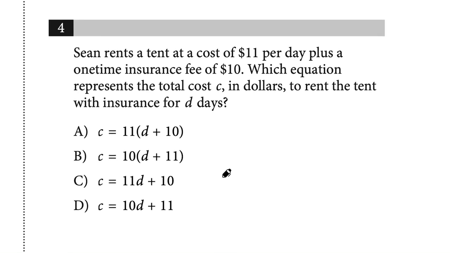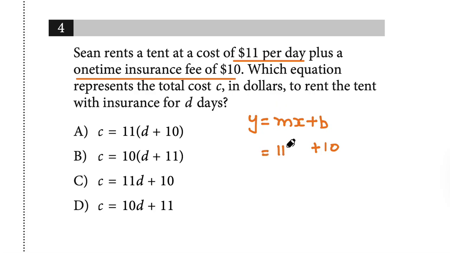Okay, question number 4. Sean rents a tent at a cost of $11 per day. That means every next day he has to pay 11 more dollars, plus a one-time insurance fee of $10. Now this is a linear situation because the per day cost is fixed. So it's a linear equation. So y is equal to mx plus b. B is the initial cost. So the initial cost is $10, which is the insurance fee. And per day, $11 is increasing. So it's 11x plus 10.